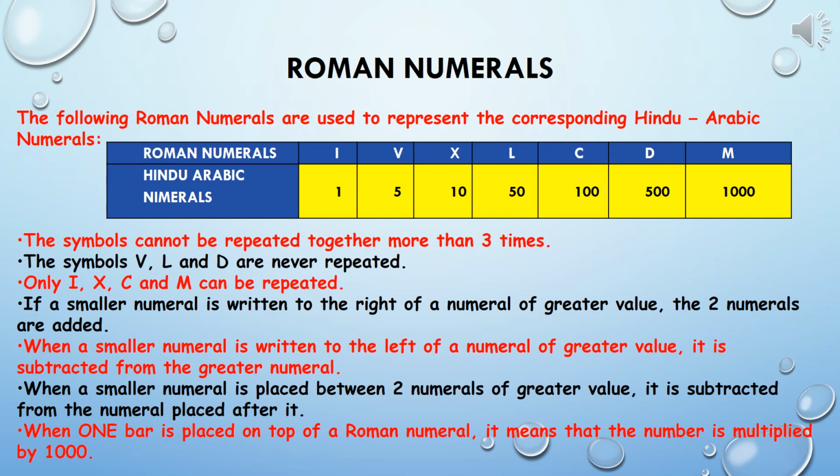If a smaller numeral is written to the right of a numeral of greater value, the two numerals are added. When a smaller numeral is written to the left of a numeral of greater value, it is subtracted from the greater numeral. When a smaller numeral is placed between two numerals of greater value, it is subtracted from the numeral placed after it. And last but not the least, when one bar is placed on top of a Roman numeral, it means that the number is multiplied by 1000.